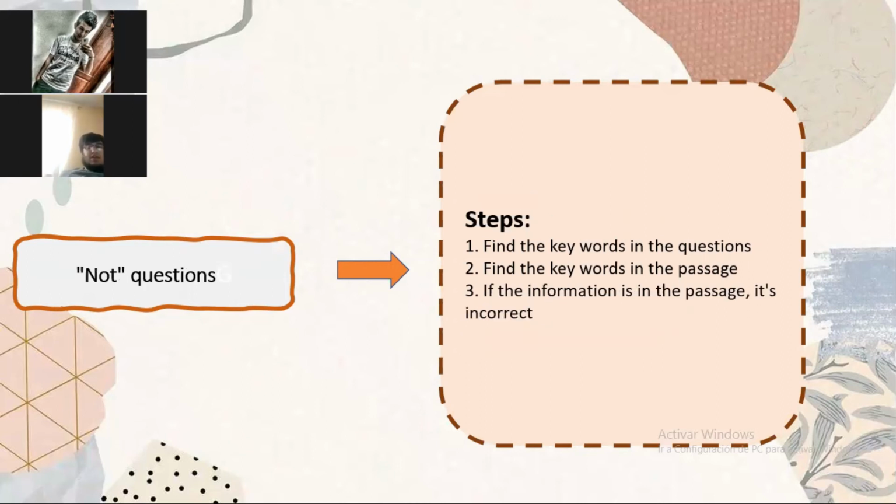Then we have question type 9, not questions. On the TOEFL, you will be asked to find what information is not present in the passage. These questions are very simple. You can be confused if there are many in a row. Then we have some steps. Find the keywords in the question. Remember, the keywords in the question will probably be paraphrased from the text. Find the keywords in the passage. Remember, the points will likely be paraphrased. If the information is in the passage, it's incorrect.